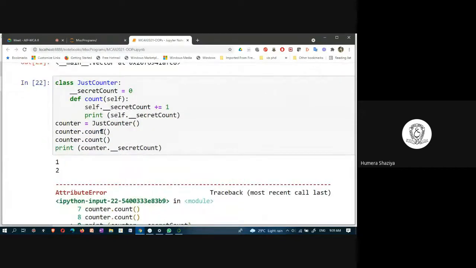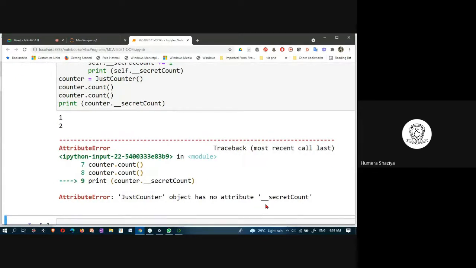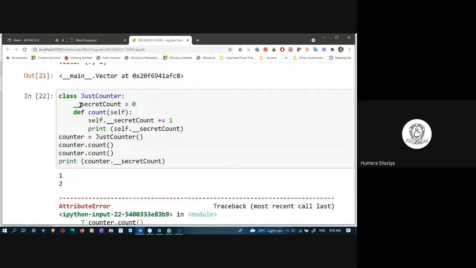When the same variable which is defined within a class is accessed outside the class, it raises an error stating that the counter object has no attribute double underscore secret count, because the usage of double underscore makes it private. If it is private, it cannot be accessed outside the class.